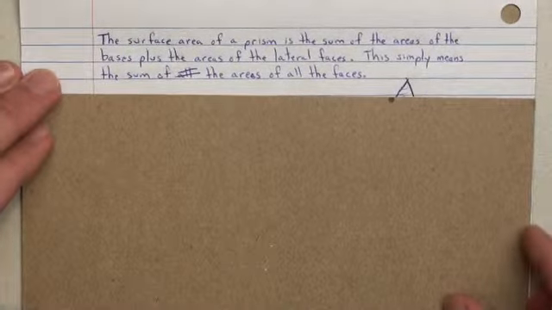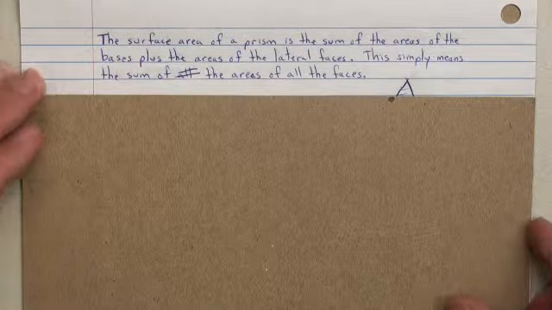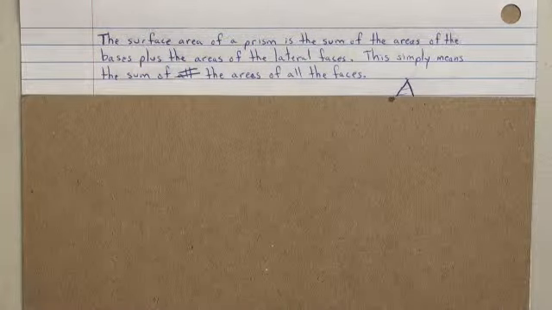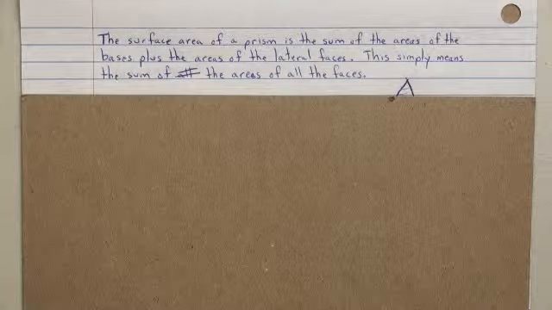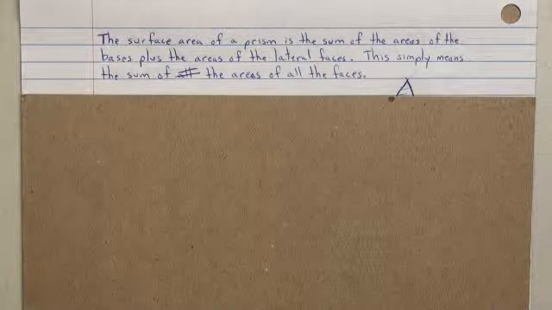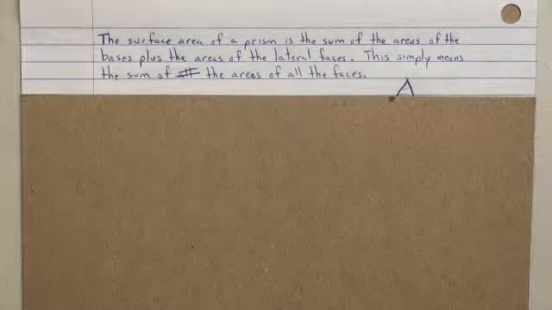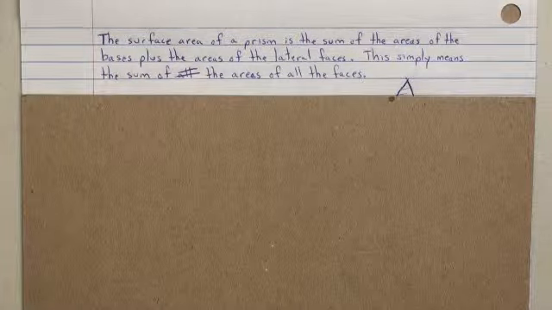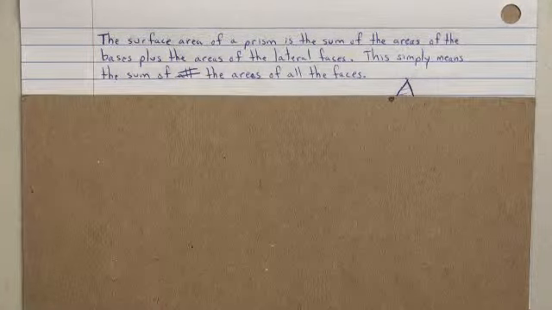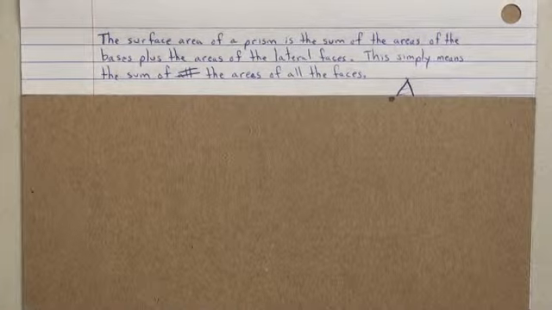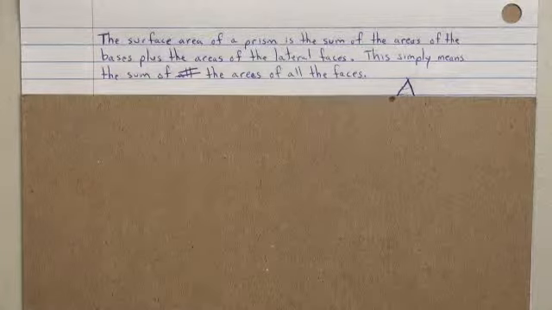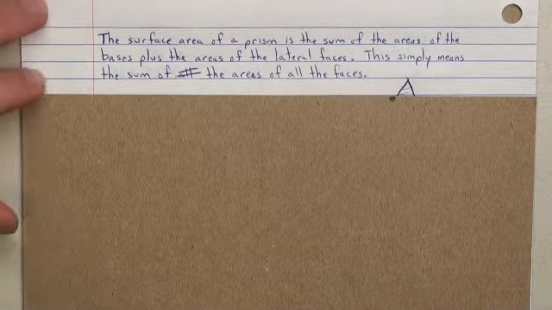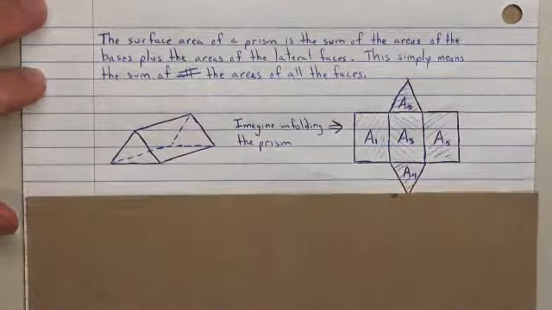Okay, surface area. The surface area of a prism is the sum of the areas of the bases plus the areas of the lateral faces. So this simply means the sum of the areas of all the faces. So we have to find the area of every single shape of the prism, and we have to add them all up. Okay? So let's see an example of what this might look like.